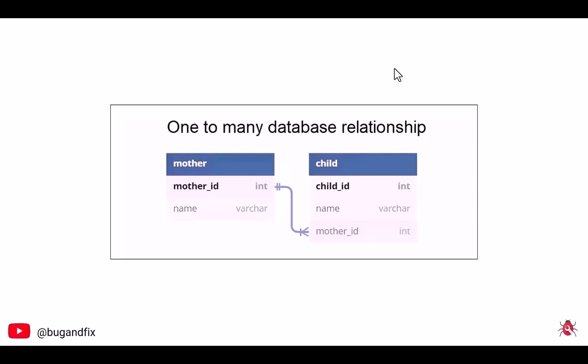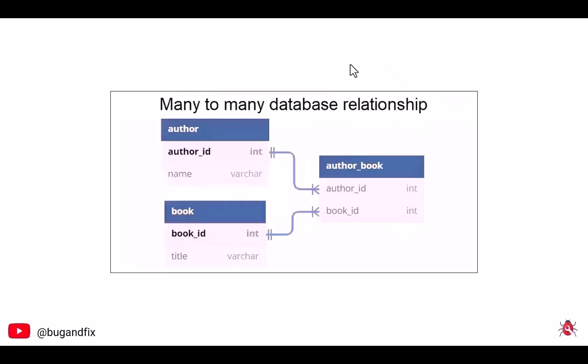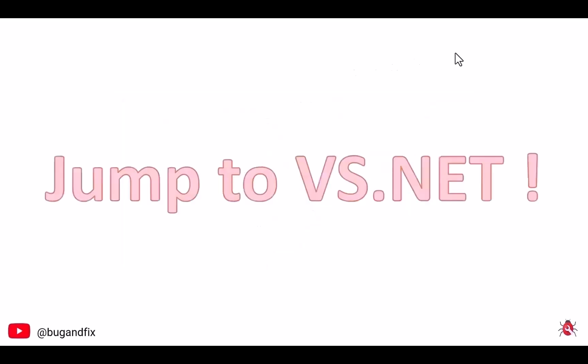A many-to-many relationship exists between books and authors. For example, a single book can have multiple authors. Likewise, a single author can have numerous books. And now, let's jump to Visual Studio and try all of these things in action.